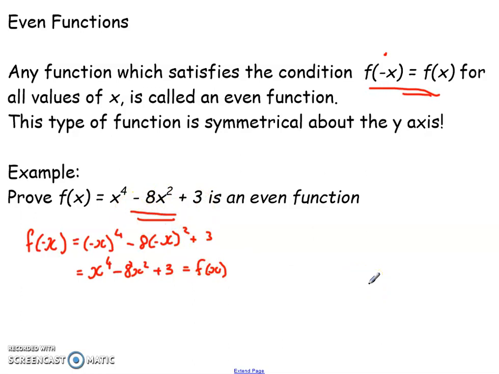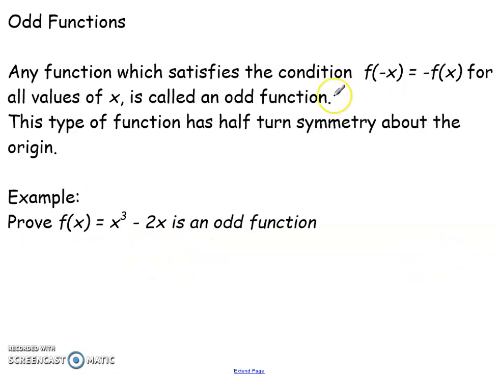So if I were to sketch this graph here, it would be symmetrical about the y-axis. The other type I mentioned earlier was odd functions. Now the condition for any odd function to be satisfied is this: f of negative x is equal to negative f of x, and that's for all values of x that we can plug into the function itself. Now the good thing about this one is that this type of function has half-turn symmetry about the origin. So if I sketched half of this graph, I could then pin it down at the origin, turn it around 180 degrees, and I've got the full function there because it's symmetric about that.